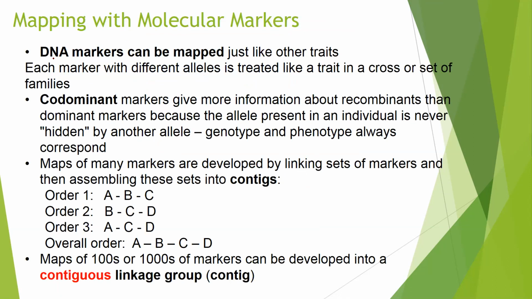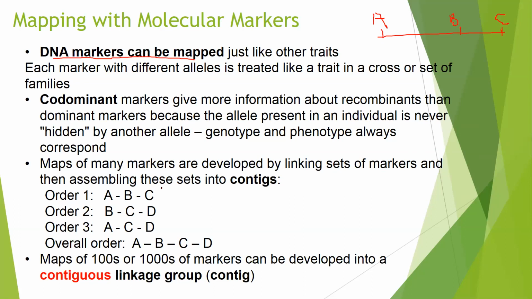And the marker itself can be mapped, because with the 3-point test cross, we try to derive the map for 3 genes, right? This is the same for the markers as well. If we want to derive the genetic map for 3 DNA markers, we can do the same thing. And this is how we can create the draft of the genome, each chromosome as well.